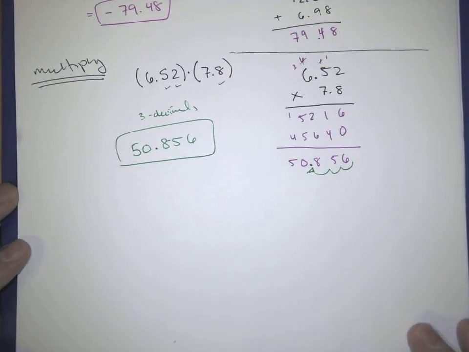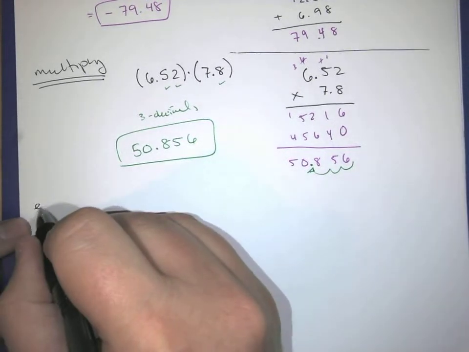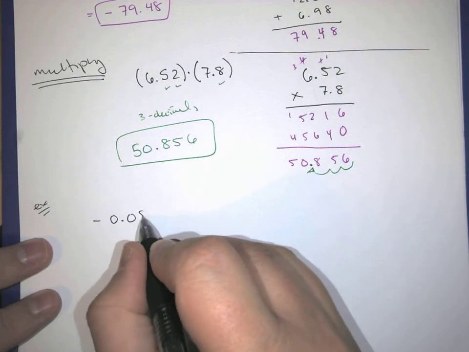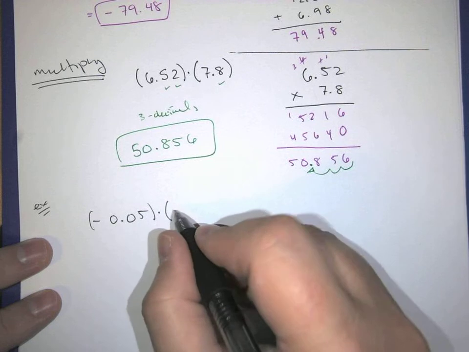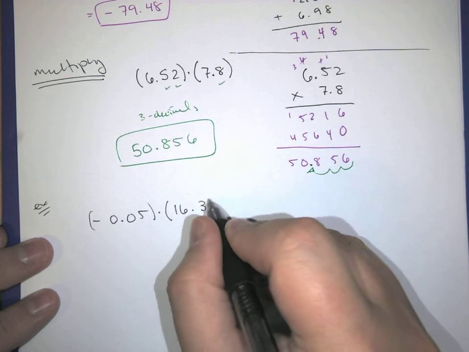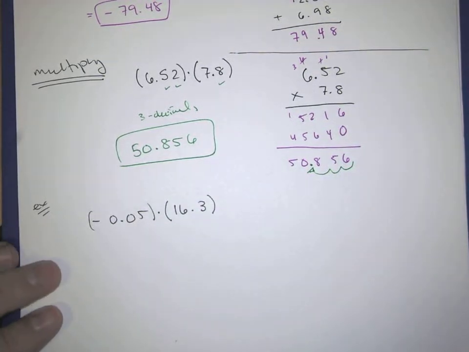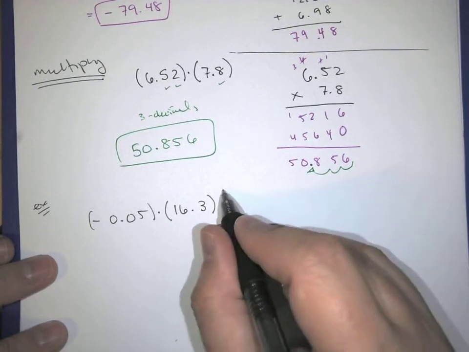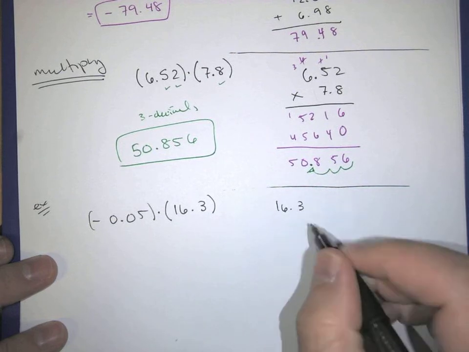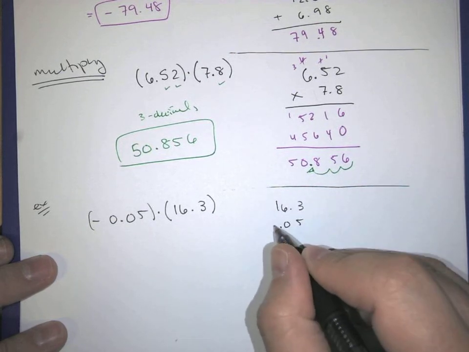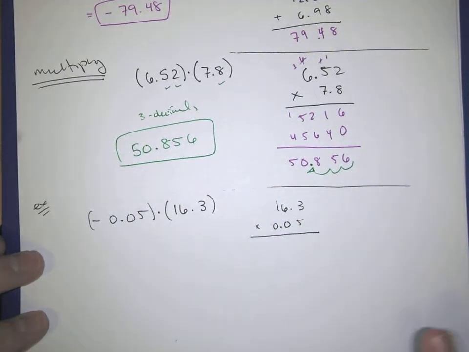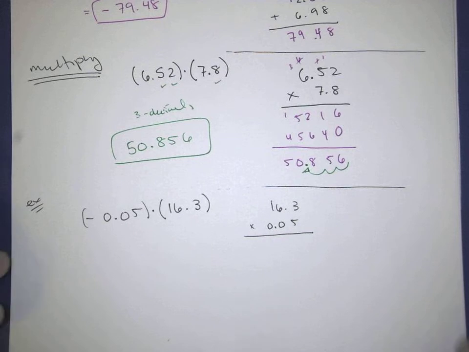Same kind of thing. I guess we'll do another one. Let's do some negative stuff. Maybe 0.05. Let's multiply that by 16.3. So a couple different ways to write this. You have definitely some decimal values here. I'm going to throw the 16.3 on top, and then 0.05. We're multiplying these together. Of course, a negative times a positive will be negative. We'll take note of that and make sure we include it in our final answer.